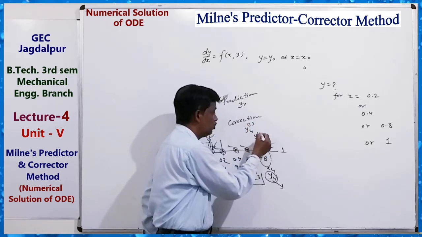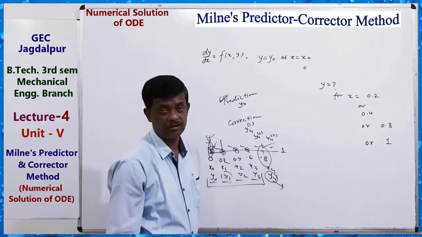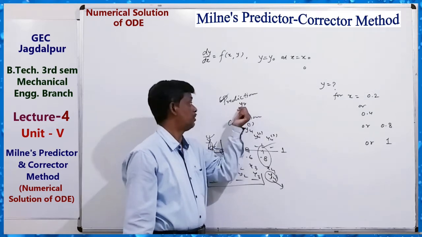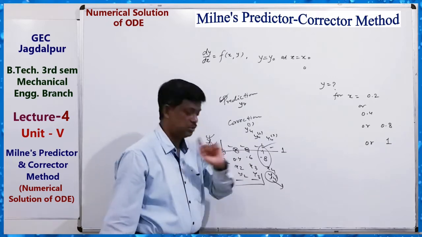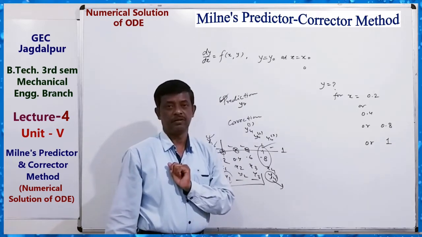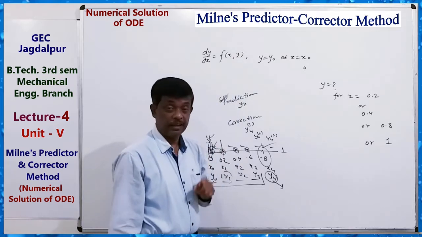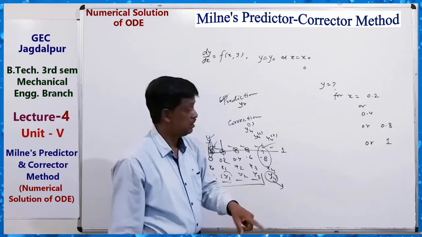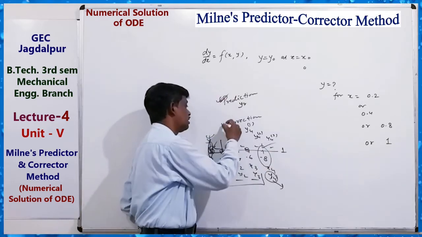We have to correct this value. We will predict this value by using a formula which involves these 4 values and the corresponding values of f. Then this value will be refined by using the correction formula. So this is the prediction formula and the correction formula.